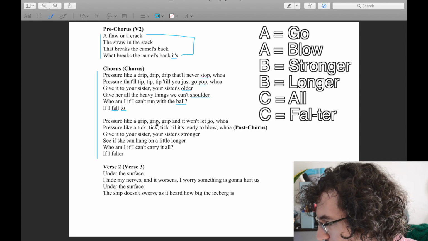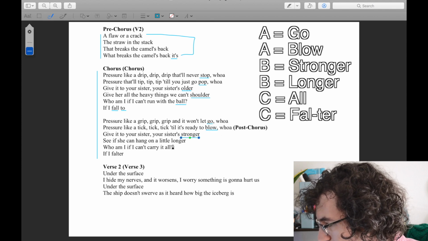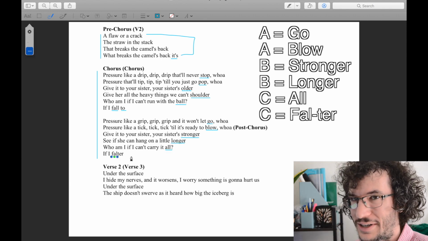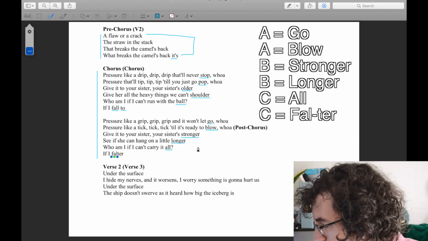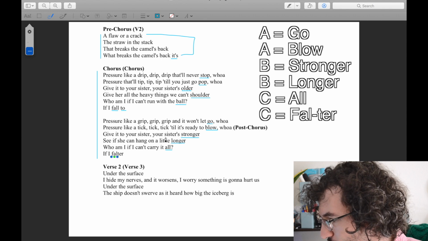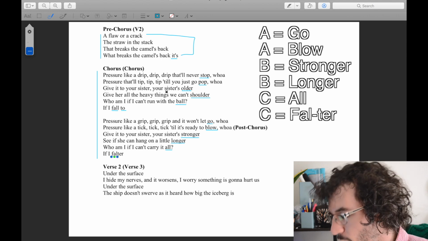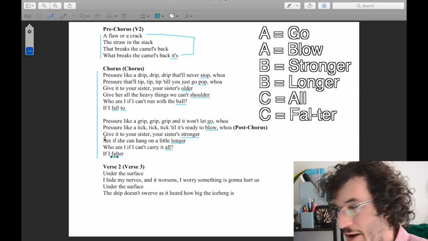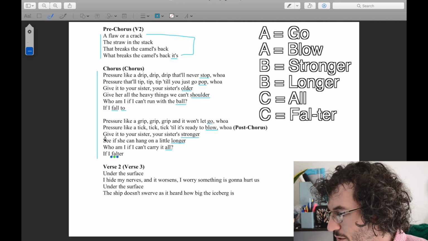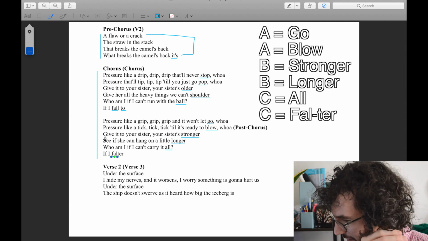So then we get go and blow, and we get stronger, longer. So A, B, B, and then C, C here. Now this one's really tricky. We'll talk about it in a second. I just wanted to point out that Genius Lyrics says the post chorus begins after this last "whoa." "Give it to your sister stronger." But we have that same thing in the previous stanza. So why would all of a sudden this one be different? That one I wasn't quite sure about. So I just wanted to point out that Genius Lyrics thinks this is the post chorus, but I don't think that's the case here.